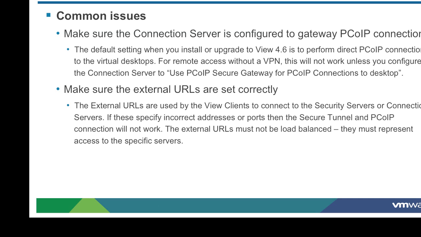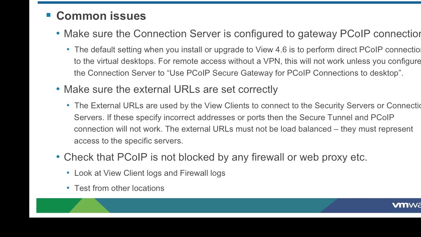If they are load balanced and the connection were to go to the wrong security server, the PC over IP connection through the gateway will not work. The third area is to make sure that PC over IP protocol is not blocked by any firewall or web proxy. If the PC over IP protocol is blocked, then PC over IP will not work. That's true of every protocol. So have a look at the View client logs and also the firewall logs.